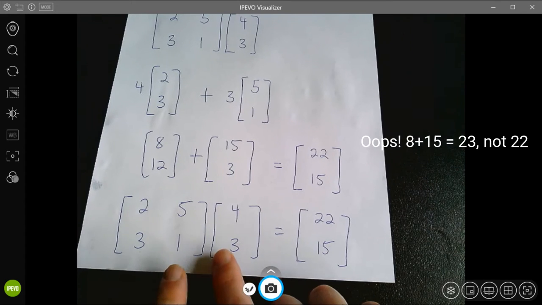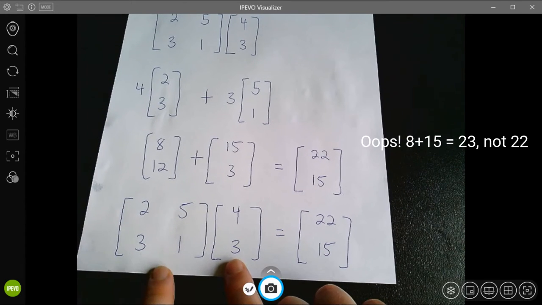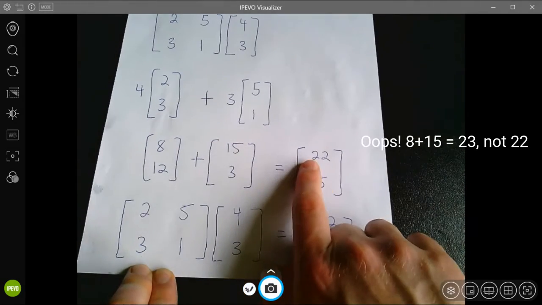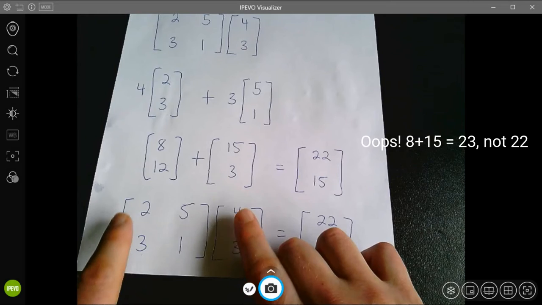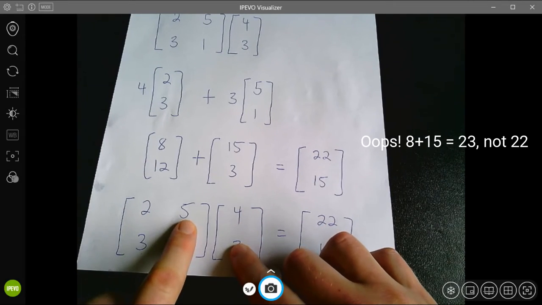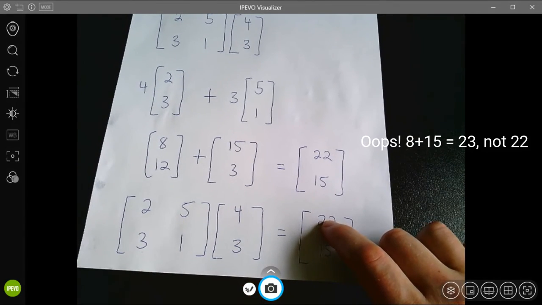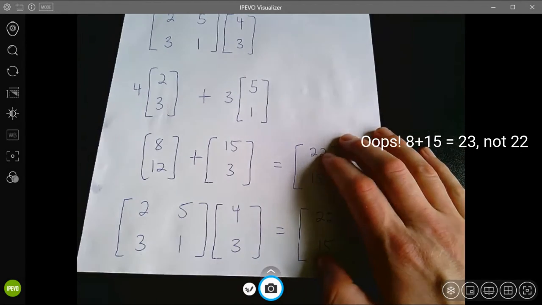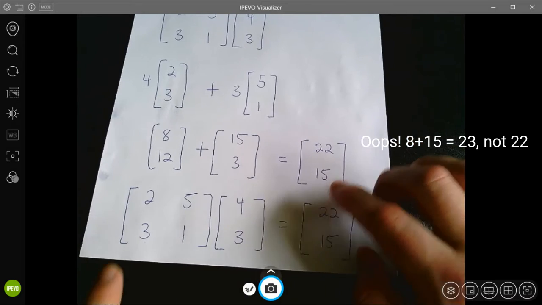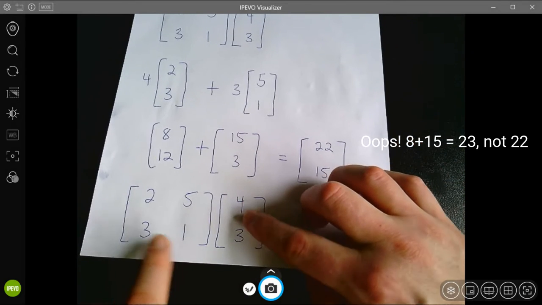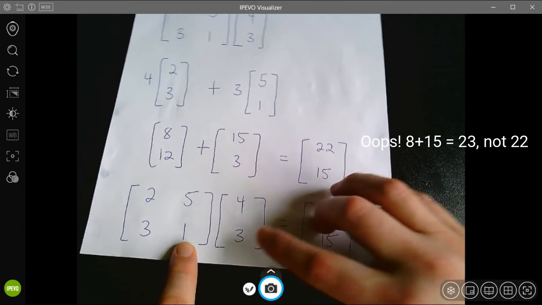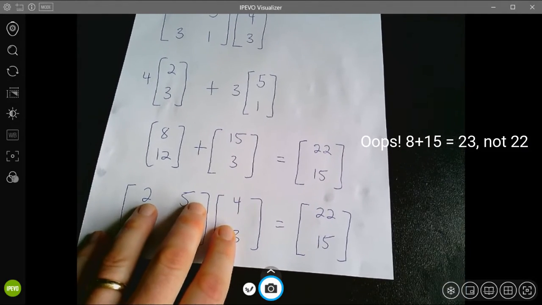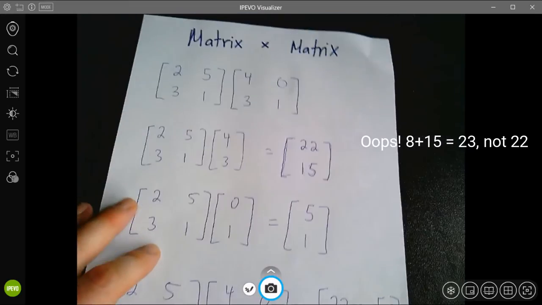By the way, if you want to take a shortcut and do some mental math, notice that to get 22, we did 8 plus 15. Well, how do you do that? You just do 4 times 2, 8, 3 times 5, 15, add them together and get 22. That's also the same as doing the dot product of this row with this column. To get the 15, same thinking. You multiply these, you get 12. Add this product, you get 3. 12 plus 3 equals 15. Boom. All right, so how does that connect to the topic of matrix multiplication?